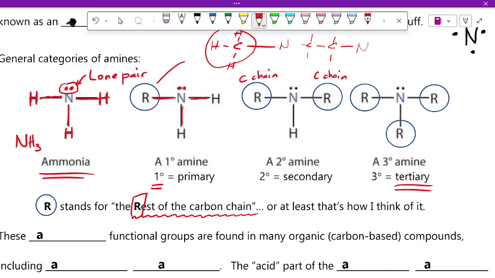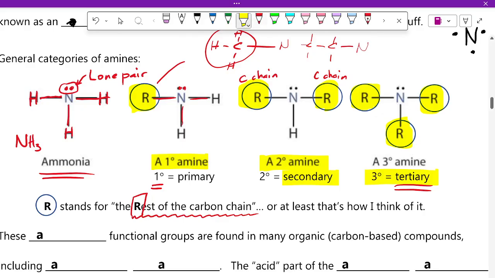amine. So we have a primary amine with just 1 of those carbon chains, a secondary amine, and we have a tertiary amine. Tertiary means 3, okay? Primary, secondary, tertiary. Have you heard those words in terms of like folding of proteins? Primary structure, secondary structure, tertiary structure? Yeah, okay, so it's the same sort of language that we're getting there, primary, secondary, tertiary.